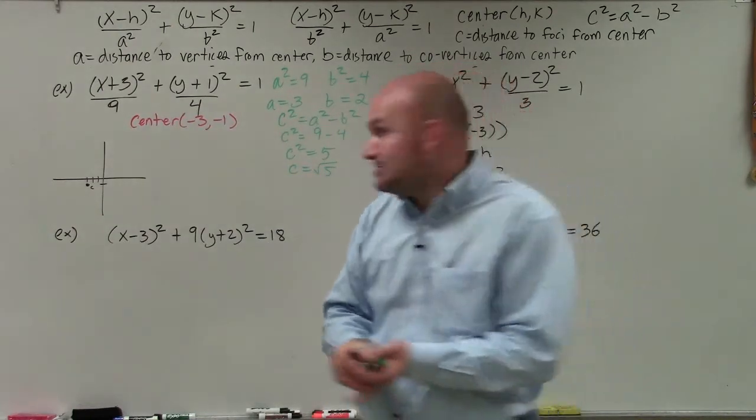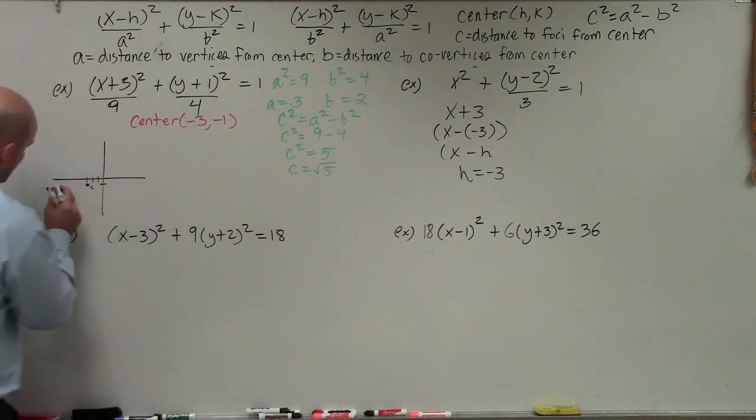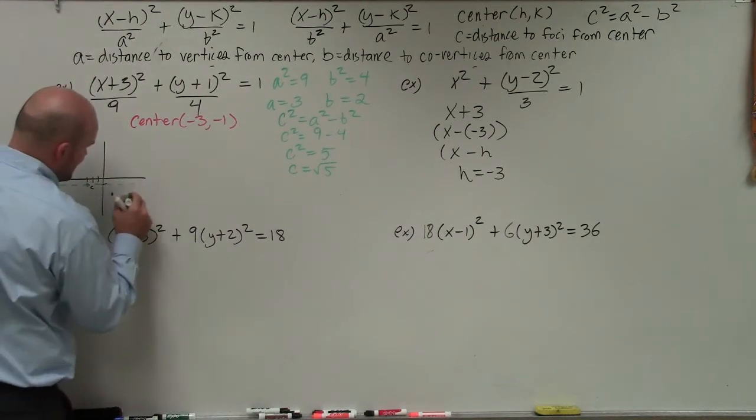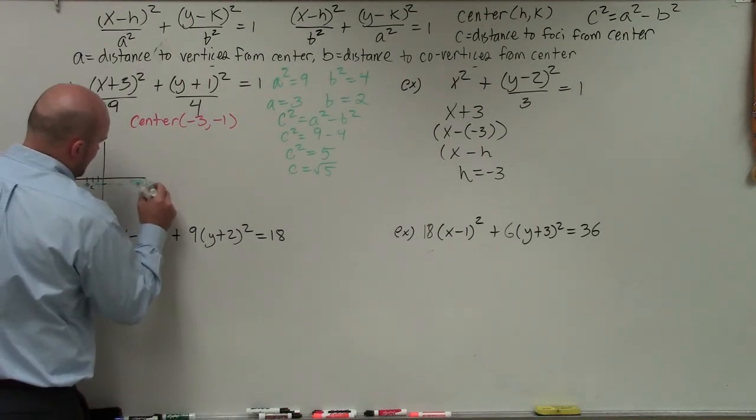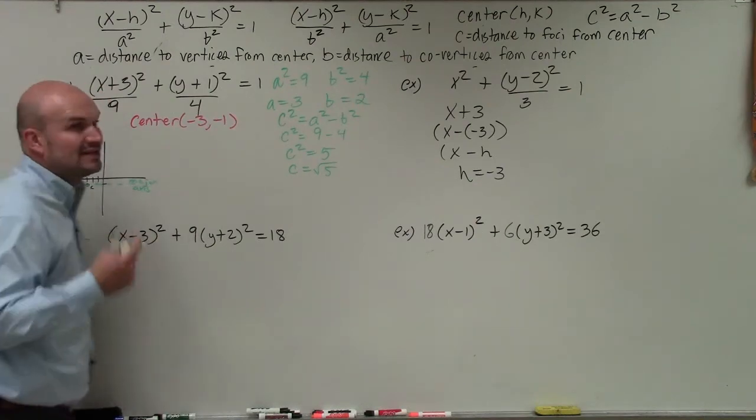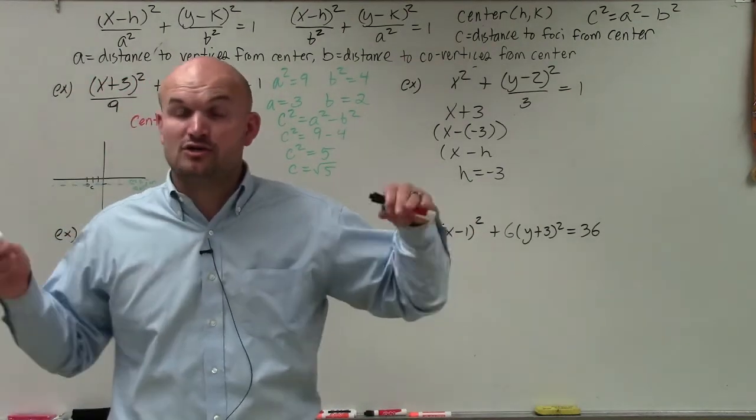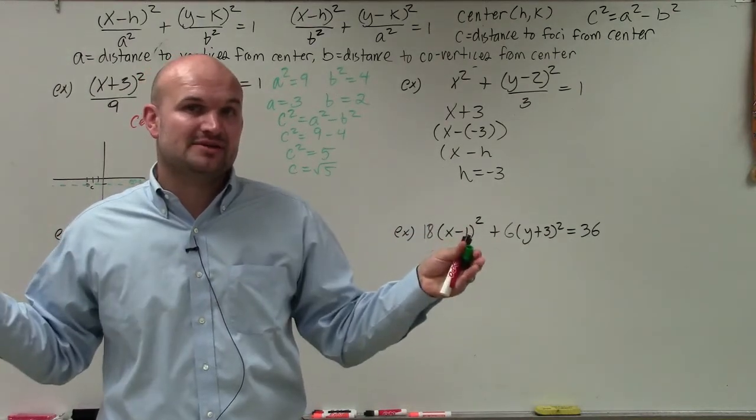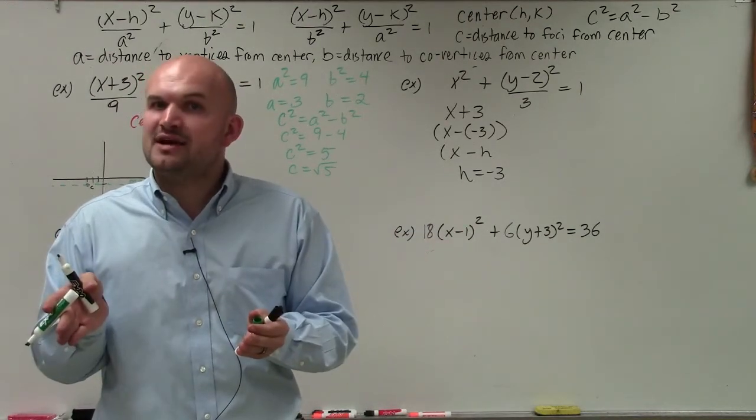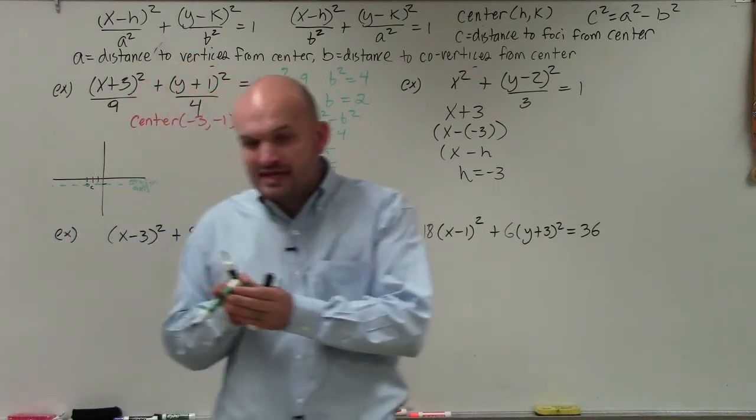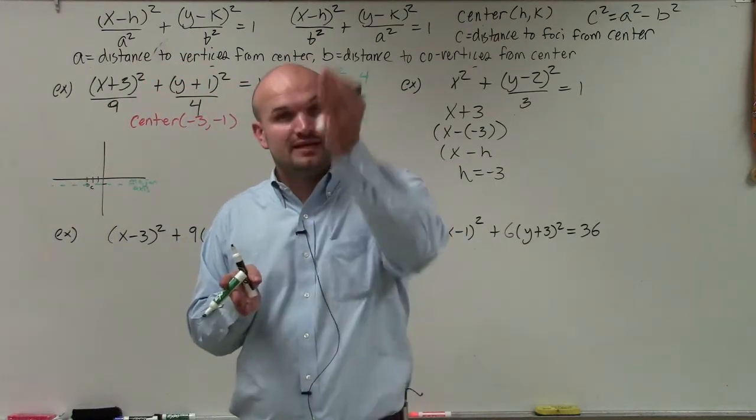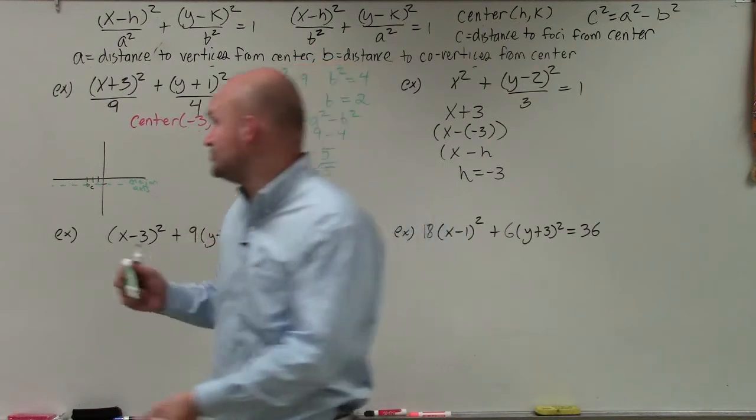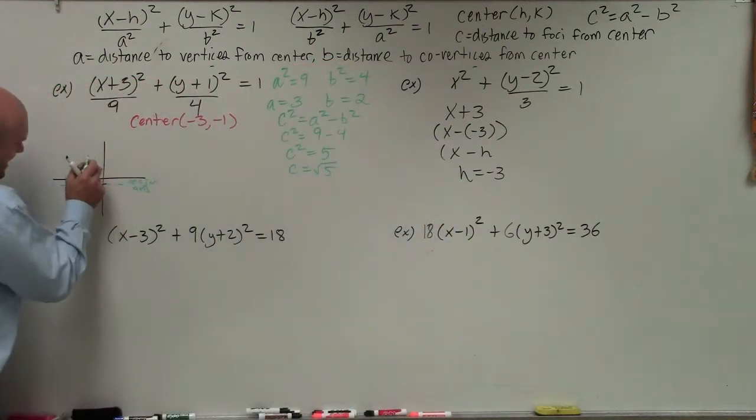So a lot of times what I like to do is write in just my major axis as a nice dotted line, and I just write down major axis. This lets me not forget that the major axis is horizontal. And that's very important, because not only do the vertices lie on the major axis, the foci lie on the major axis. And the co-vertices lie on the minor axis, which is perpendicular to the major axis. And they intersect at the center.